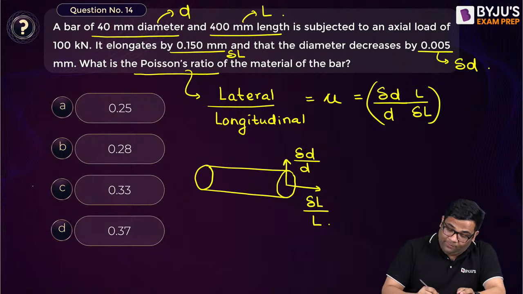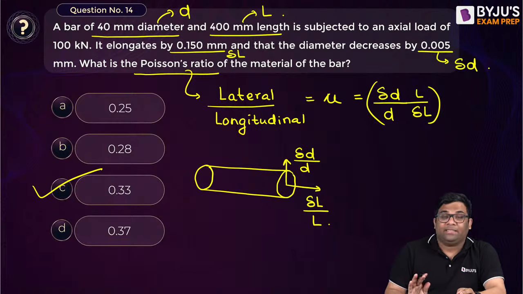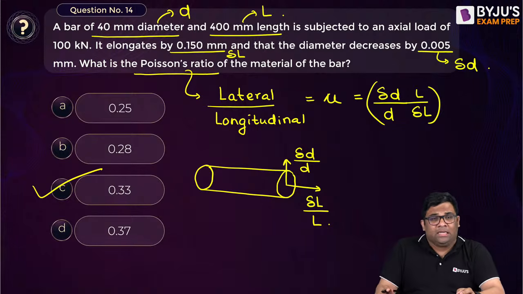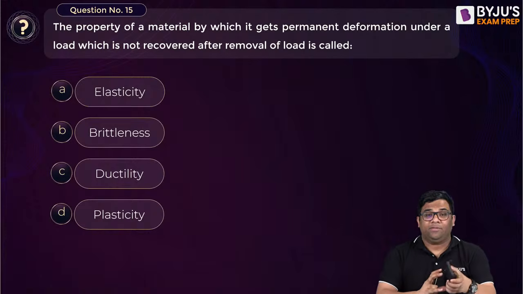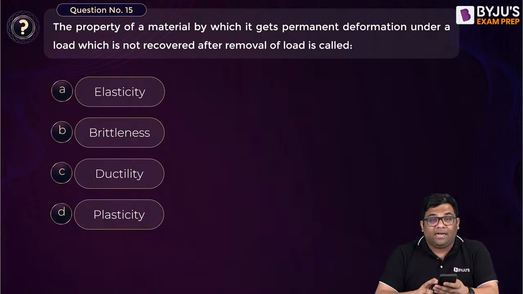I'm getting 1 by 3, that is 0.33. Just put the values. I am not solving it. Very straightforward. Very good. Question number 15. Direct question. Tell me the right answer to this. Please answer. Come on, fast.